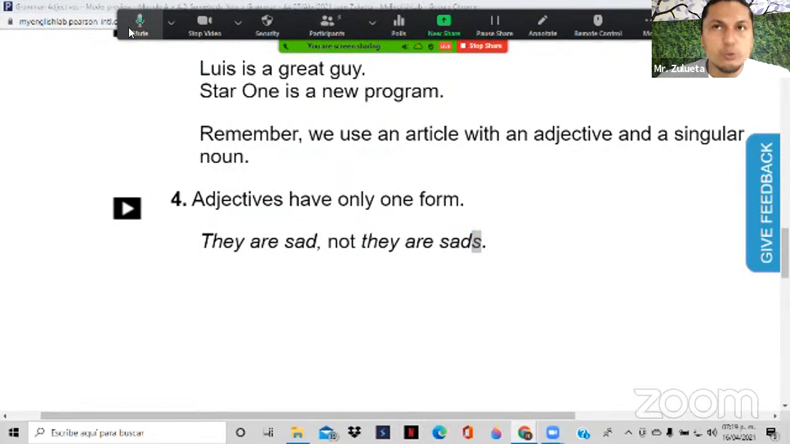In Spanish, we do have the plural form of the adjective. Inteligentes, aburridos, okay? But in English, never. The adjective stays the same, okay?